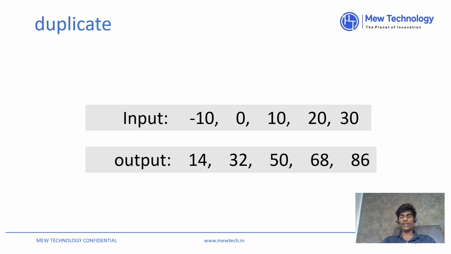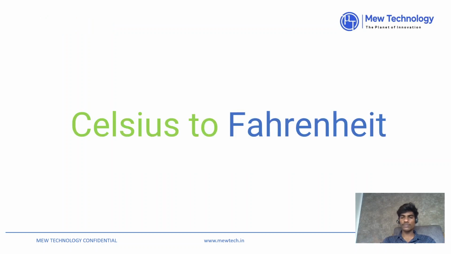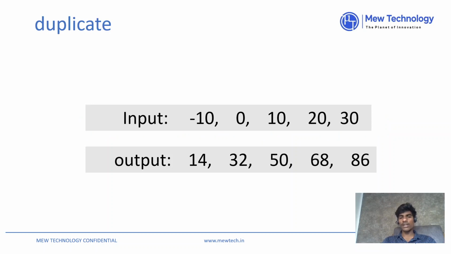Now we see how the problem is solved. This is a very simple problem, guys. It is a Celsius to Fahrenheit converter. The input and output are the same temperature value. Temperature has a lot of various units: Celsius, Fahrenheit, Kelvin. One of the units is Celsius. That value we have as input, and we find the Fahrenheit value as output.